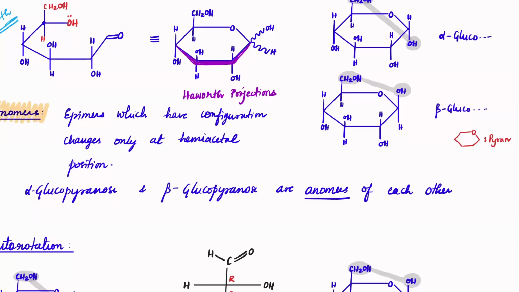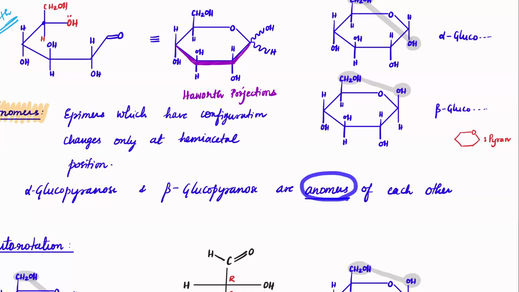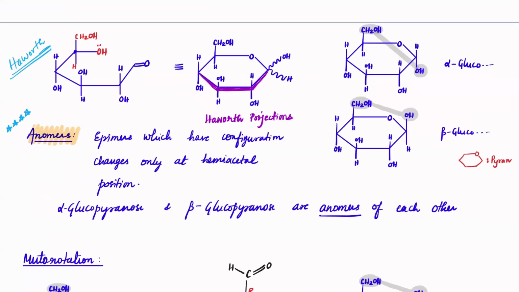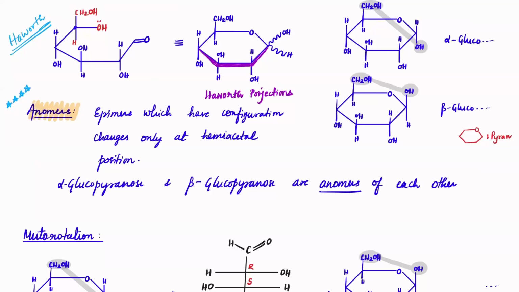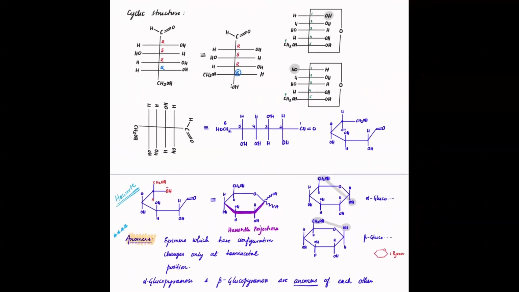So alpha glucopyranose, beta glucopyranose, these two are anomers of each other. Why pyranose? It is derived from the structure pyran. Clear? Please look into it, everybody. Check how the cyclic structure is made into the Haworth projection. You can talk to me if you have any doubts, I can discuss.